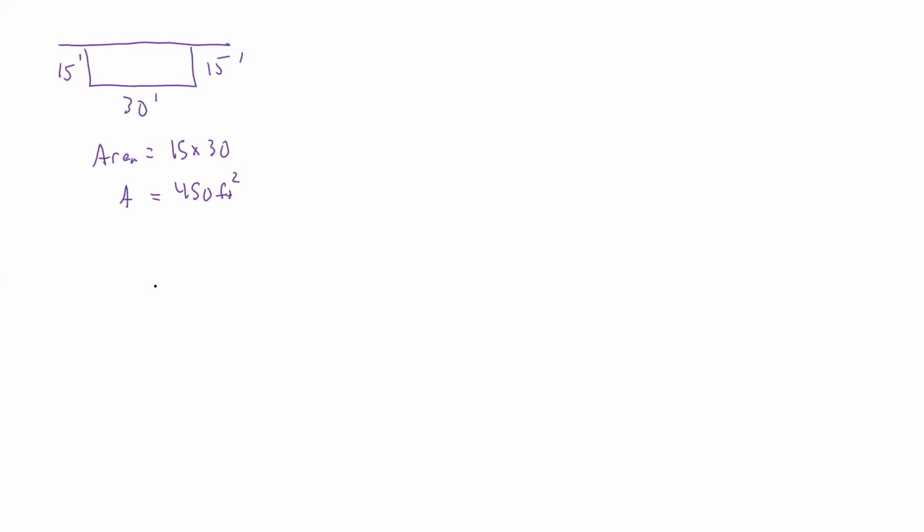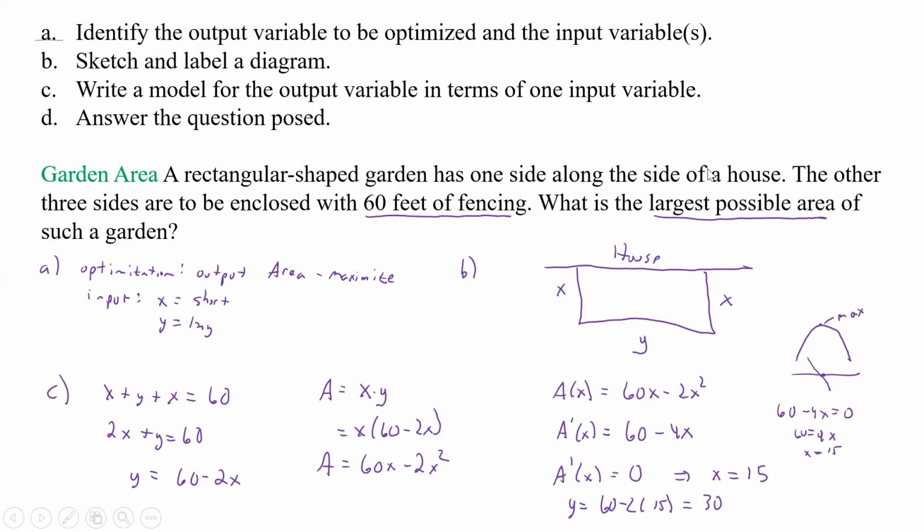And so that gave us our length and width and our area. But this is really what they were looking for. And so that's the answer to the question posed. What is the largest possible area of such a garden? 450 square feet. Now, our model for the output, if we circle that, what was the model? Well, this was our model we used. Okay. And our diagram, well, that was our diagram. And here's our input and output optimization.